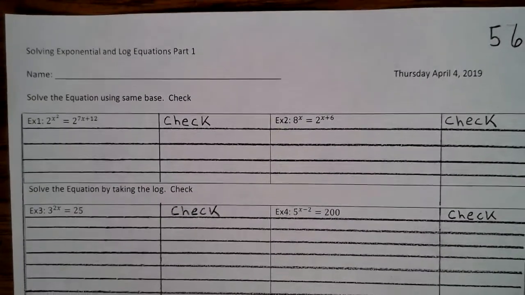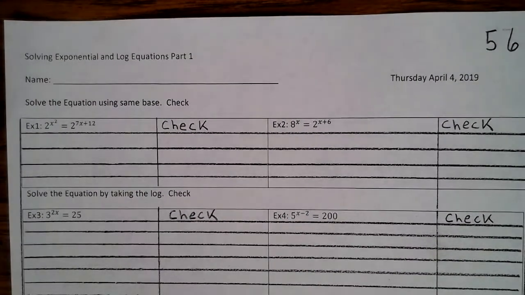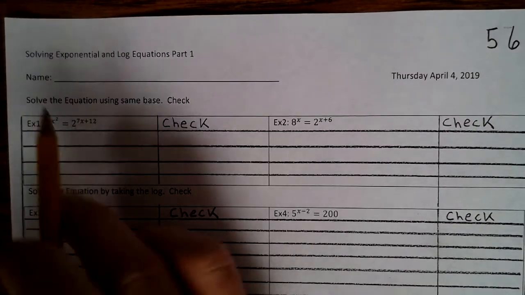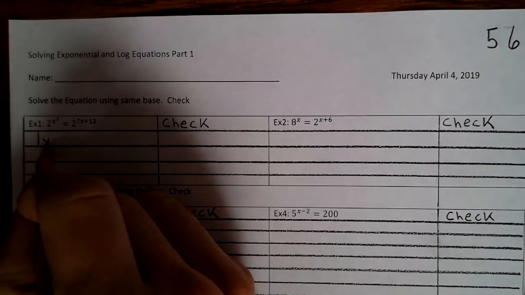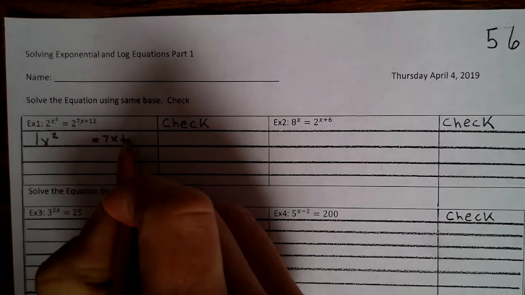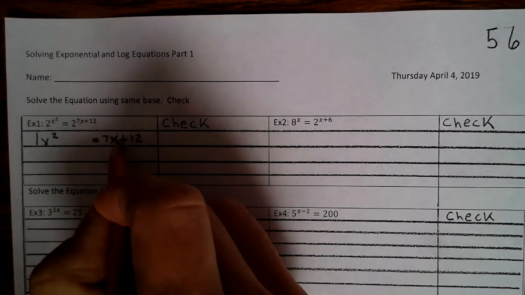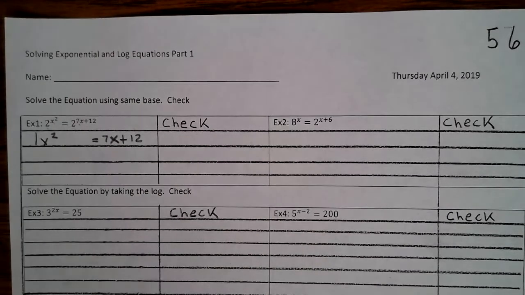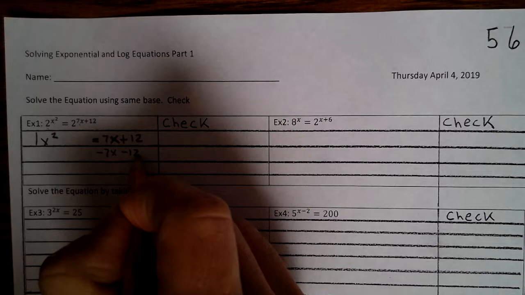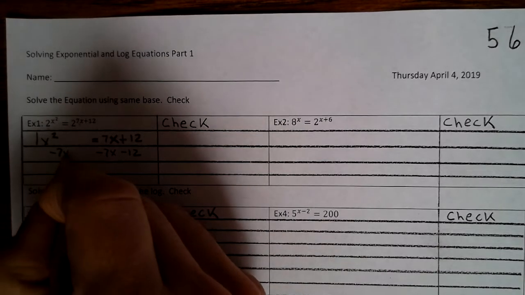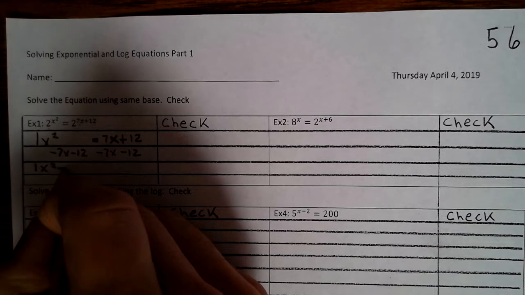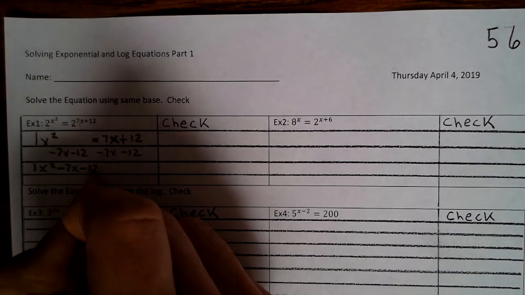All right. Example 1, solve the equation using same base. Now we know from our notes, if the bases are the same, the exponents are equal. So we have 1x squared is equal to 7x plus 12. Now at this point, we need to subtract 7x and subtract 12 from both sides. So 1x squared minus 7x minus 12 is equal to 0.